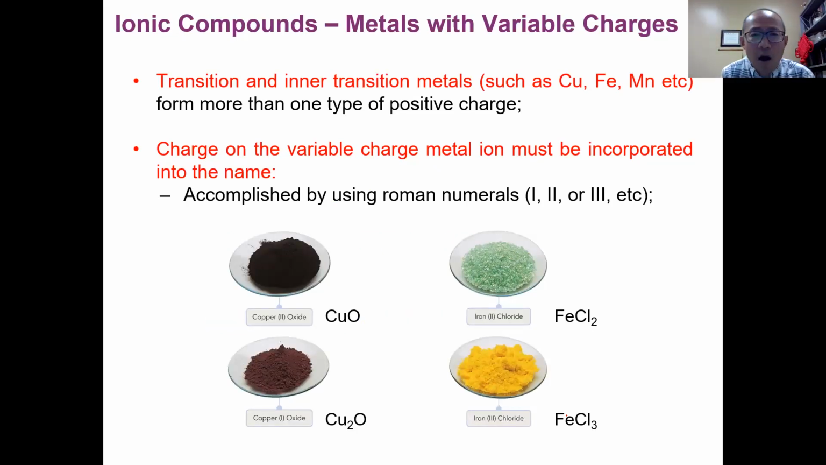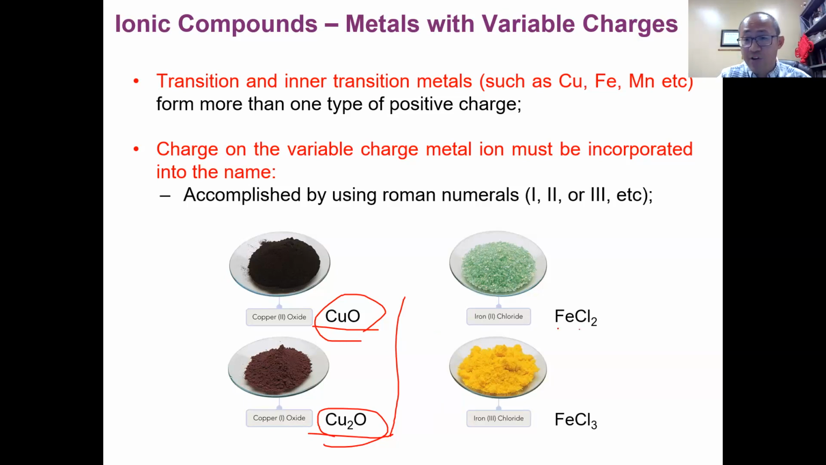But there are some metals, especially transition and inner transition metals, such as copper, iron, manganese. These metals don't have a fixed charge, or we should say they have multiple types of charges when they form ionic compounds. For example, copper could be copper 2 or copper 1. So +2 and +1, we'll end up with two types of ionic compounds. If copper 2, the ionic compound will be CuO. If copper 1, the ionic compound will be Cu2O.